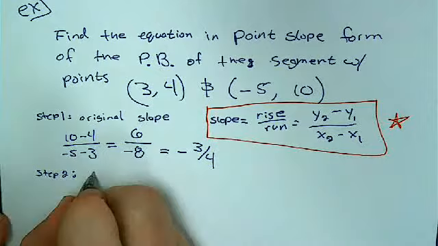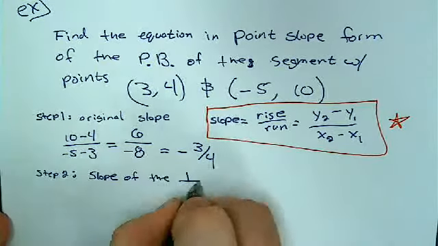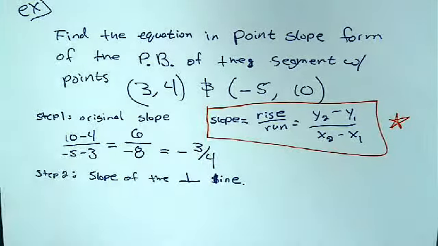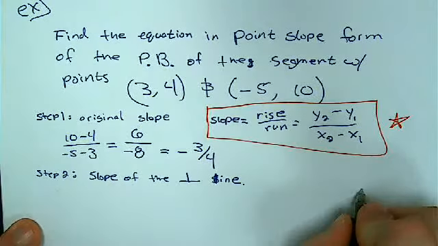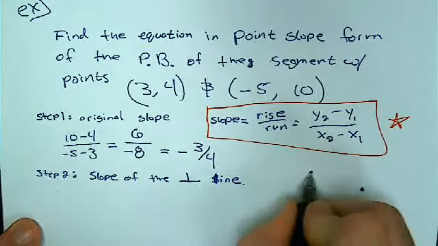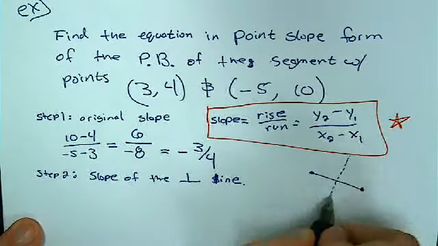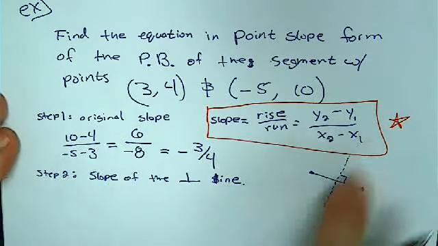Step 2. Slope of the perpendicular line. Remember what we're working with here. I've got my 2 points, 3, 4. So here's 3, 4. Here's negative 5, 10. I'm going to be drawing a line through that that's perpendicular. So I need to have the line perpendicular. I need to know that slope as part of it.